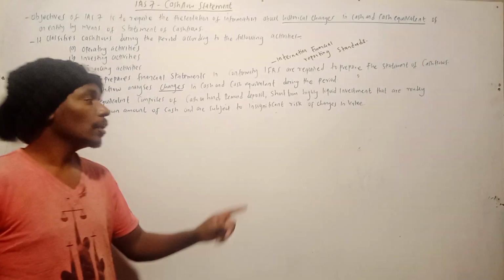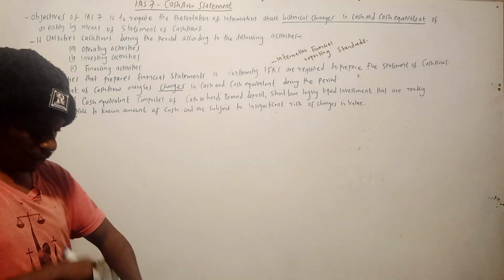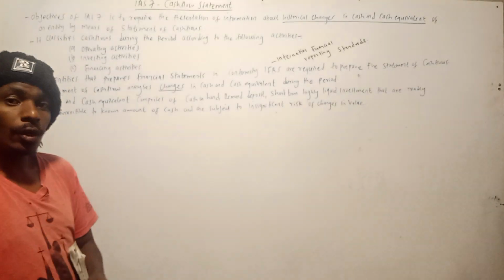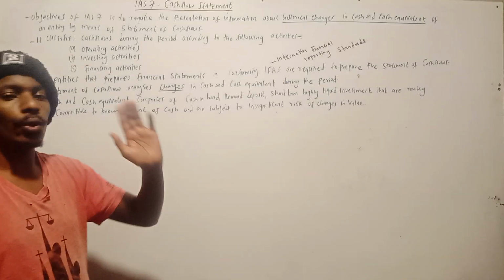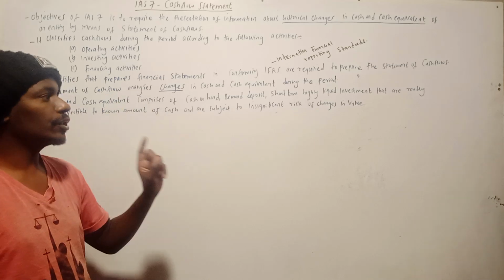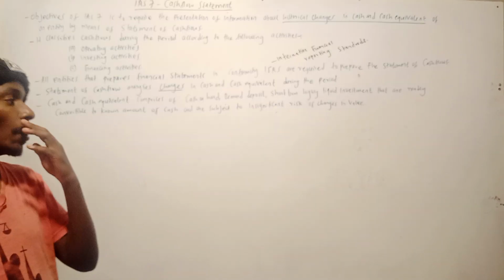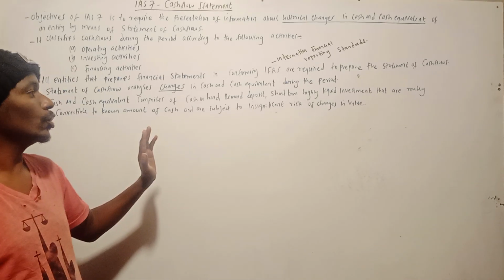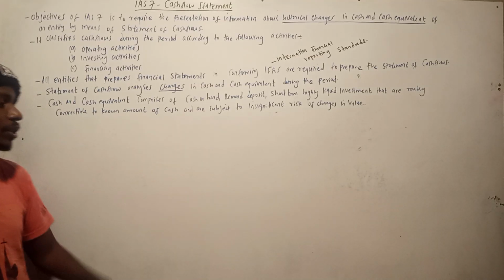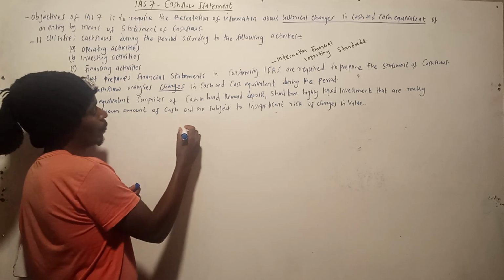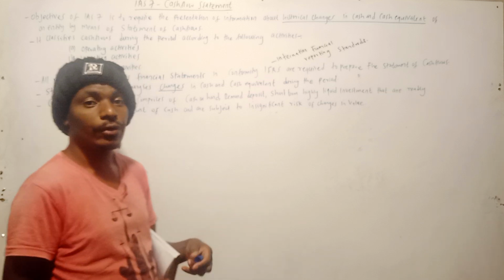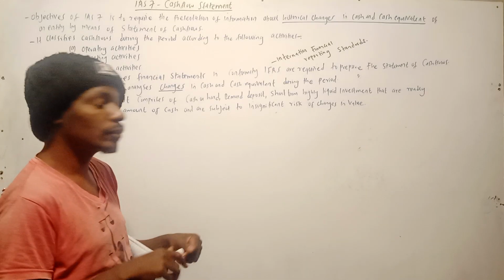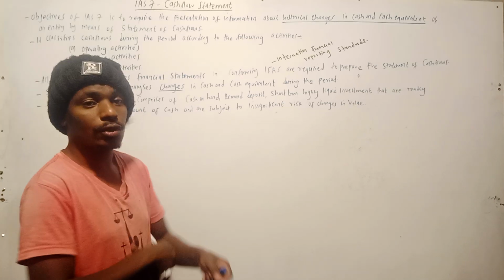So in short, what constitutes cash and cash equivalent is the cash on hand, the cash which the company already has in hand. You can also have the cash at the bank, or the demand deposits, or any other investment which can be easily converted into cash, or they are highly liquid. So those are what we call cash and cash equivalent. In most cases, our cash and cash equivalent is made up of cash in hand, cash at bank, short-term investment, and also the bank overdraft.